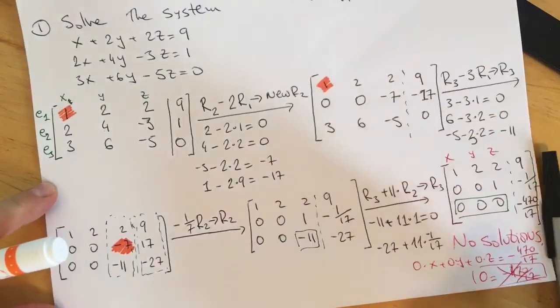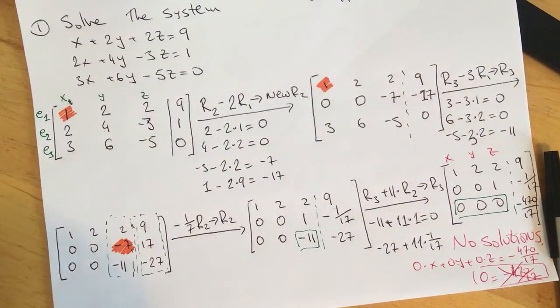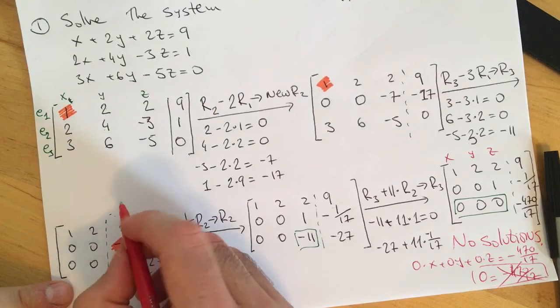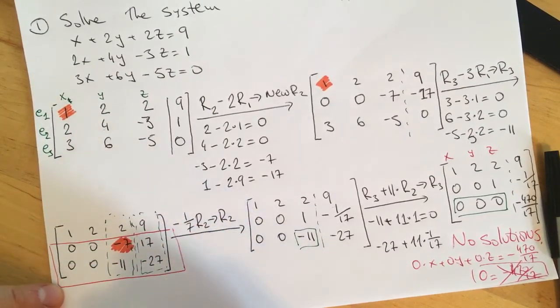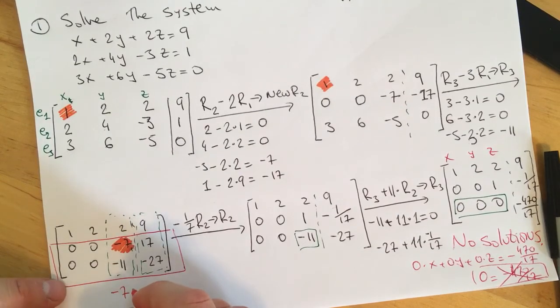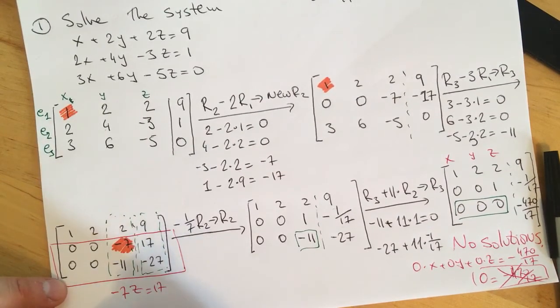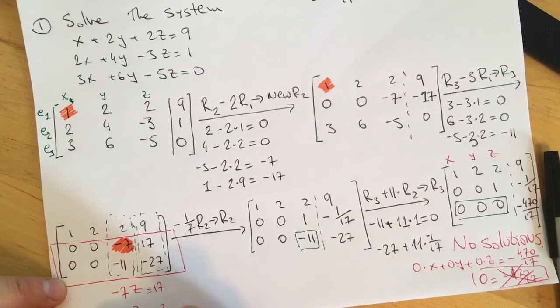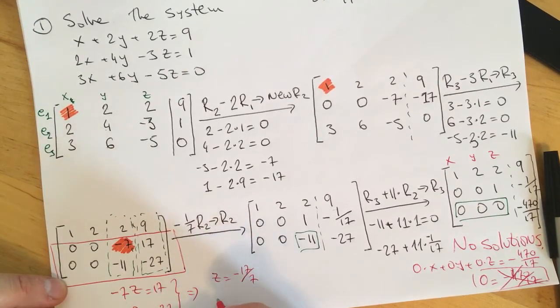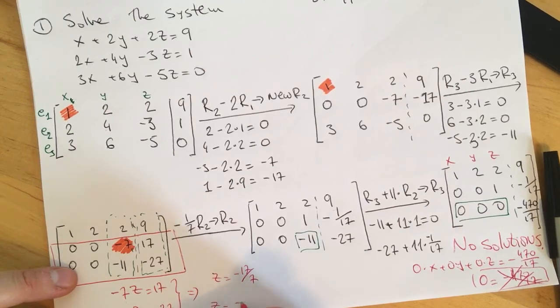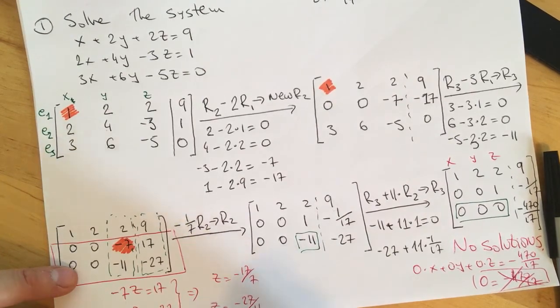I previously said that we could have come to the same conclusion just by looking at these two columns, at this point. Why? Because if you look at the second and the third row, we would get that negative 7z is equal to 17 and negative 11z is equal to negative 27. From here, we get that z is equal to negative 17 over 7, and that z is equal to negative 27 over 11.